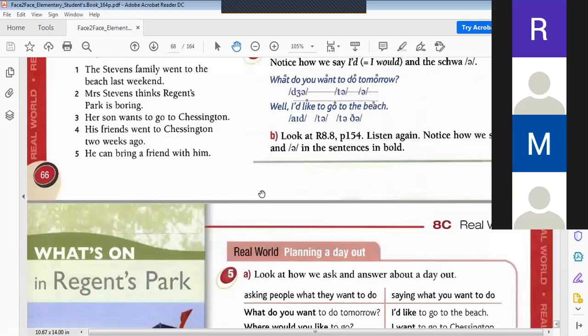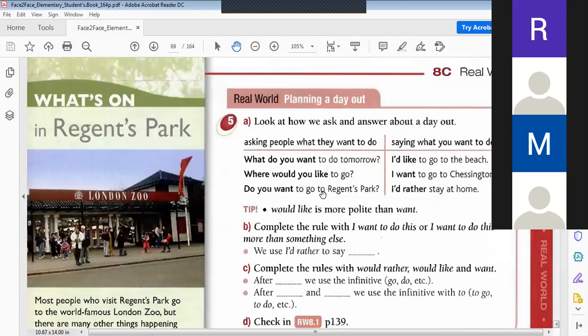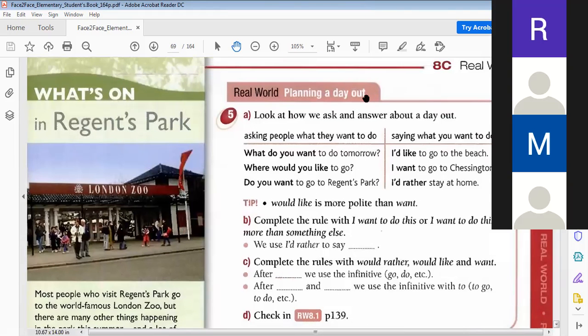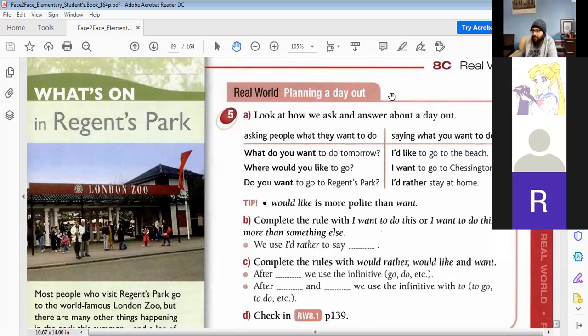Okay, now let me take you to number 5. Okay, so here we have some nice questions. Planning a day out. So these are two different ways. The first group here of questions, these are good to ask people what they want to do. So if you want people to tell you what they want to do, you can ask these questions. But if you want to say what you want to do, we can use these sentences. Okay, so I'm just going to read them for you very quickly.